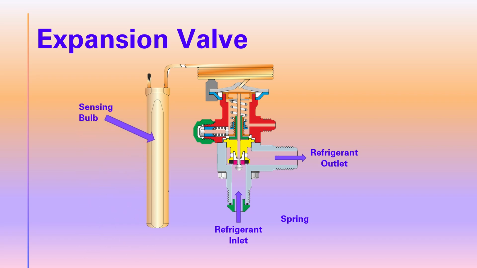We have the sensing bulb, which is a gas-filled tube that senses the temperature. As the temperature increases, the pressure in the bulb goes up, and vice versa. As the temperature goes down, so does the pressure within the bulb. We then have the equalization connection, which is connected to the outlet of the evaporator, and it's so that the spring and evaporator pressure are the same as where the sensing bulb is measuring.